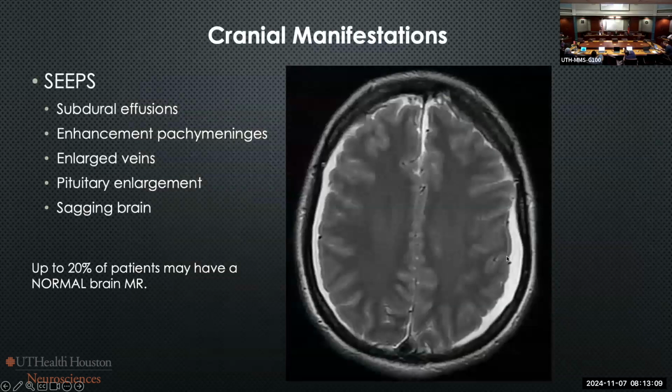All right, let's talk about cranial manifestations. Extremely important that you recognize these. The mnemonic is really nice. It's SEEPS: subdural effusions, enhancement of the pachymeninges and large veins, pituitary enlargement, and a sagging brain. Importantly, up to 20% of patients may have a normal brain and an active leak. So they have compensated or the leak's not great enough or something. So a normal brain MR does not exclude it. It just really lowers your probability.